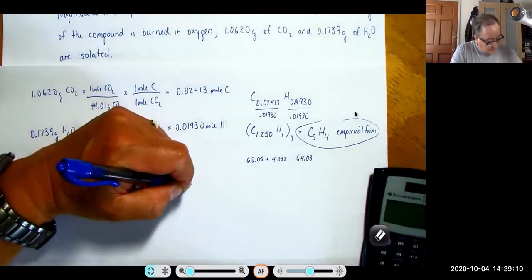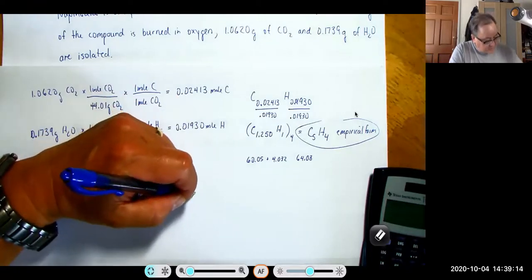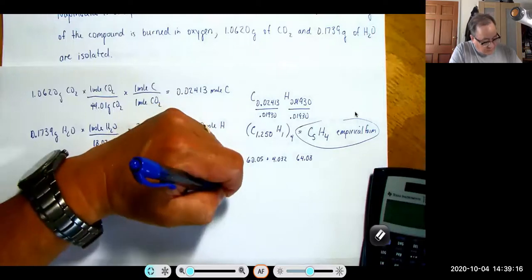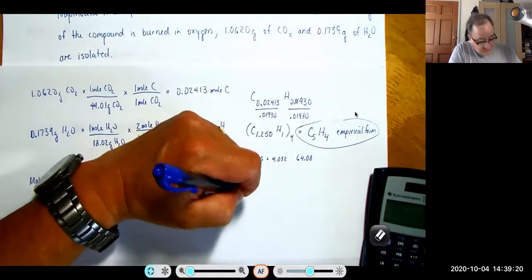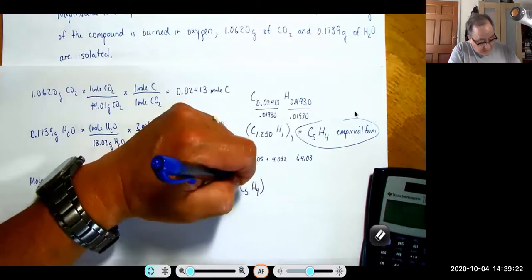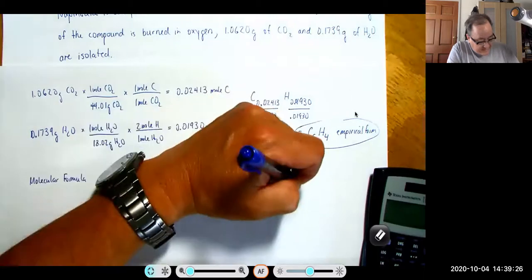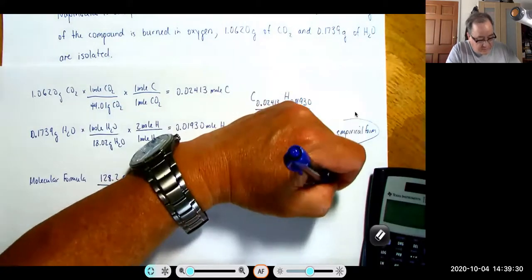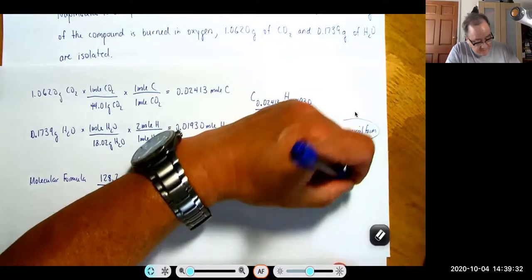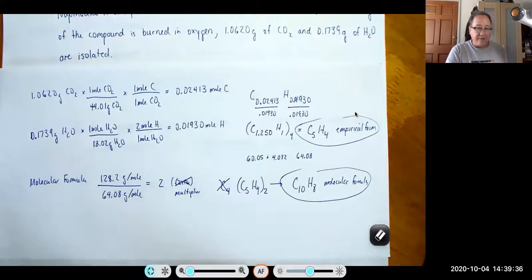Or we should say really multiplier. So we get C5H4 with our multiplier of 2, and we get C10H8 is the molecular formula. And there you go.